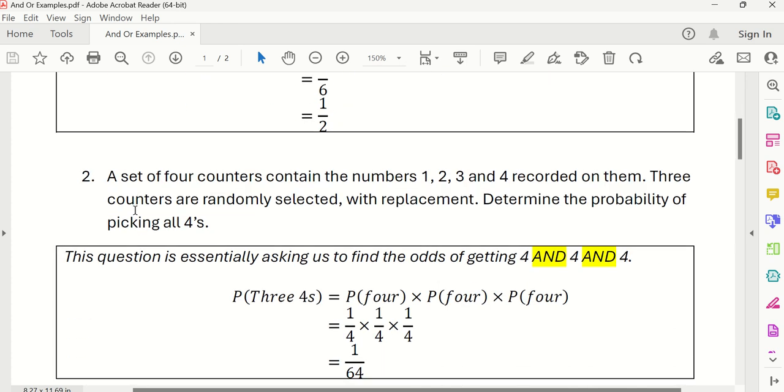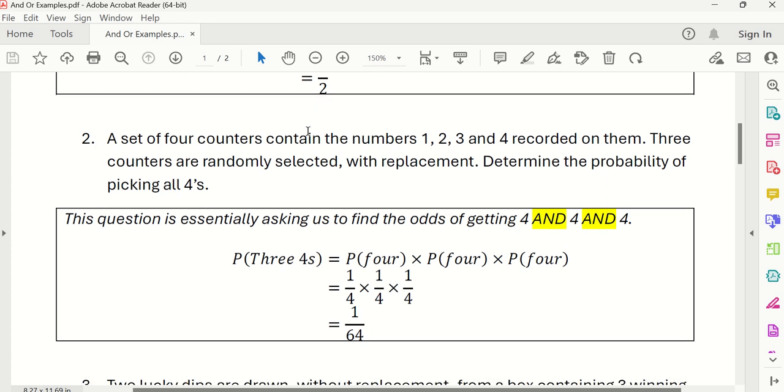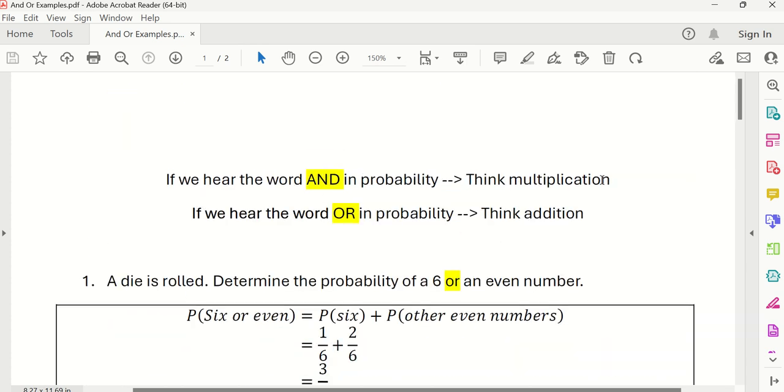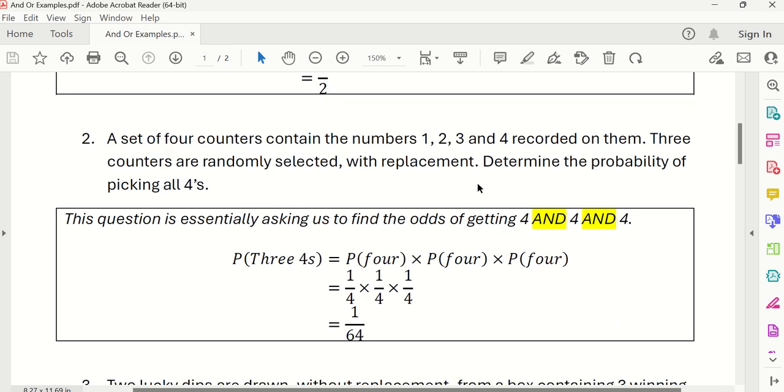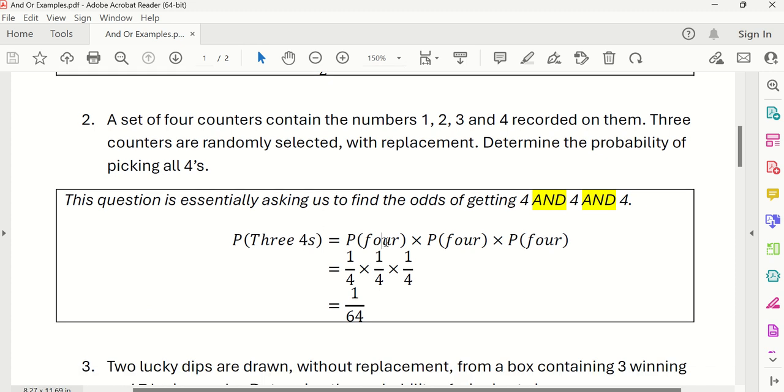On the other hand, a question like this is saying, I have 4 counters with 1, 2, 3, and 4 on them. 3 counters are randomly selected with replacement. What's the probability of picking all 4s? Essentially, this is asking us to find the odds of getting a 4 and a 4 and another 4. So since I'm hearing the word "and", I have to think multiplication. So the probability of 3 4s is 1 over 4, multiplied by 1 over 4, multiplied by 1 over 4, giving me an answer of 1 out of 64.